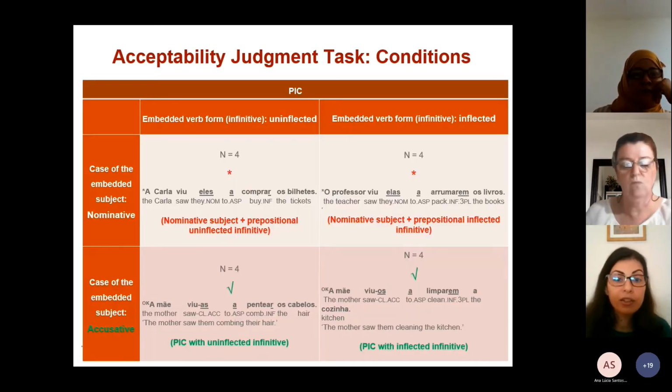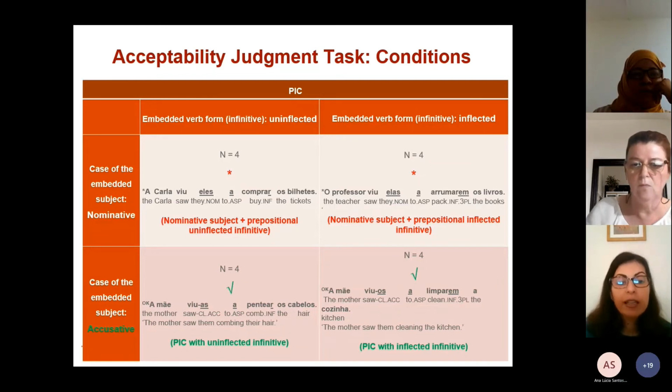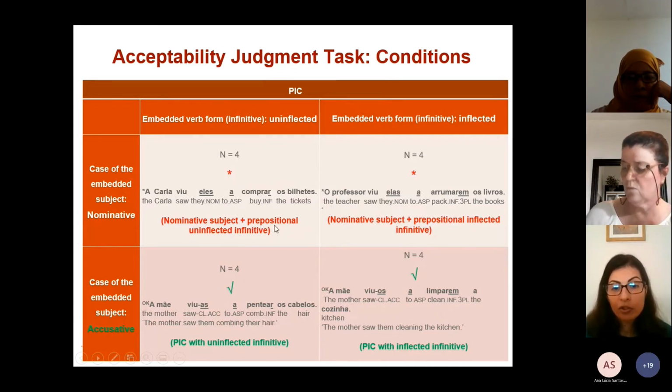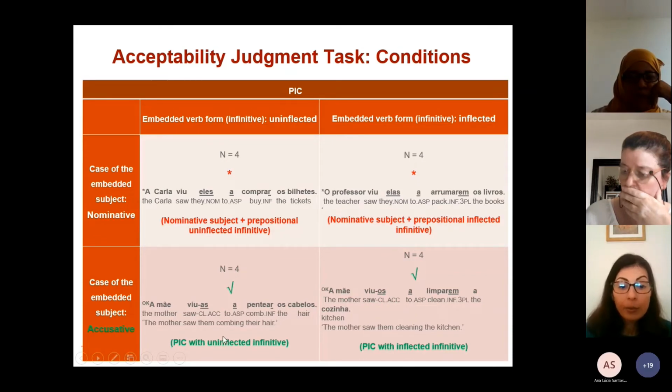And here we have the conditions. So we have 4 conditions, 2 conditions with nominative subjects and 2 conditions with accusative subjects. The conditions with nominative subjects were ungrammatical, so we had a nominative subject with a prepositional infinitive and a nominative subject with a prepositional inflected infinitive. The grammatical sentences were the ones with accusative subjects, and they corresponded to PIC instances. So we had PIC with an infinitive or PIC with an inflected infinitive.